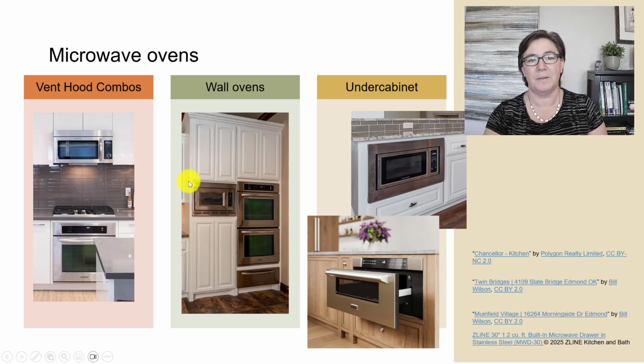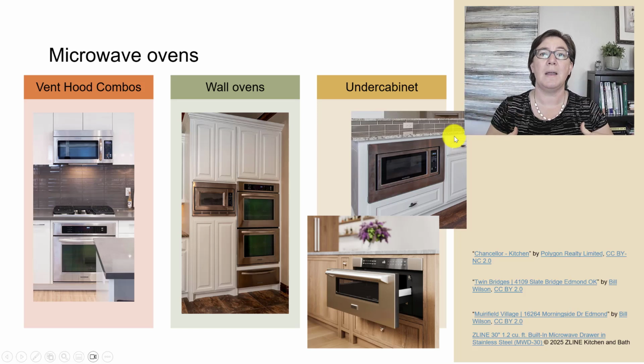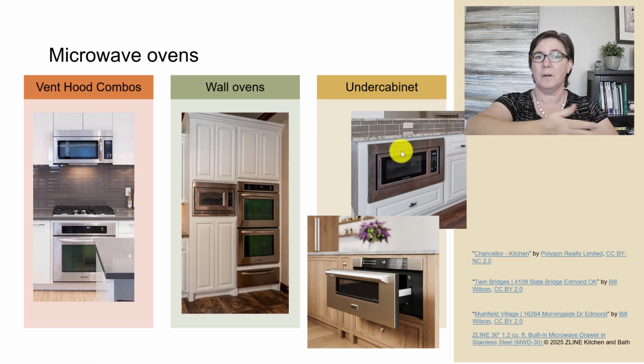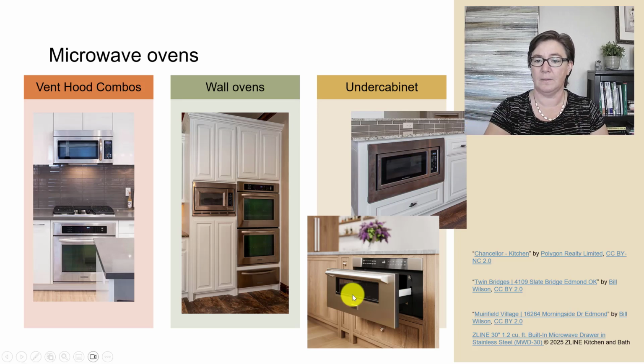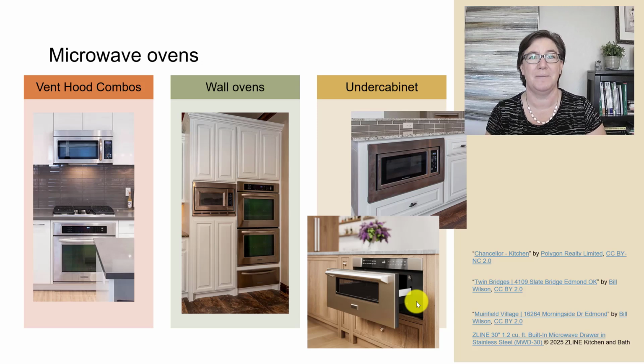And you can also install a microwave as a wall oven. We've got an example of it here. And you can also install them under the countertop. So an under cabinet microwave would look like this. This one does have a swinging door. And they also exist to have a pull-out drawer type instead.